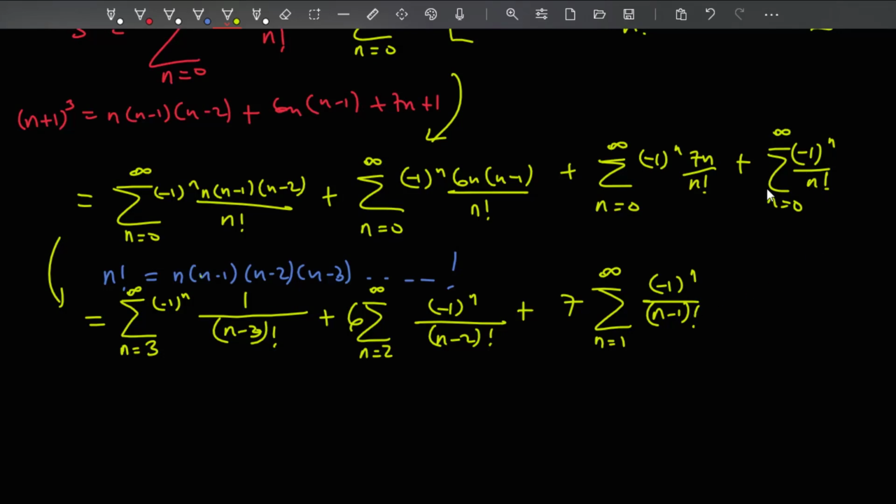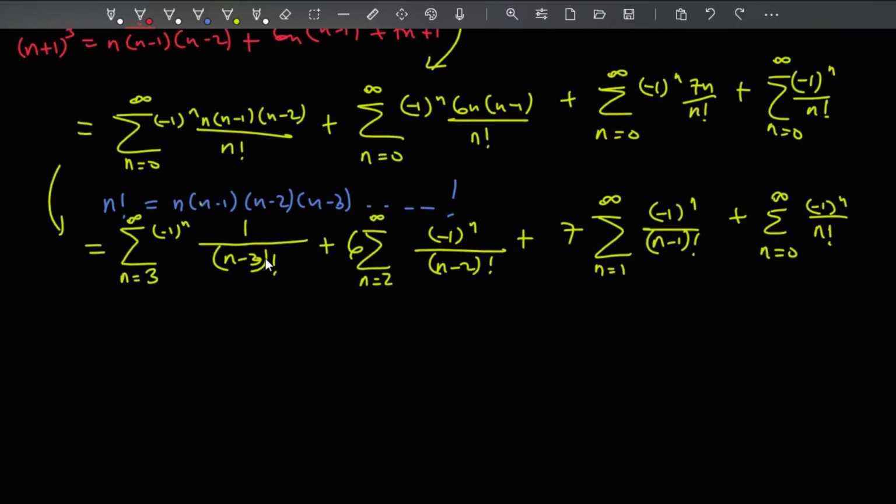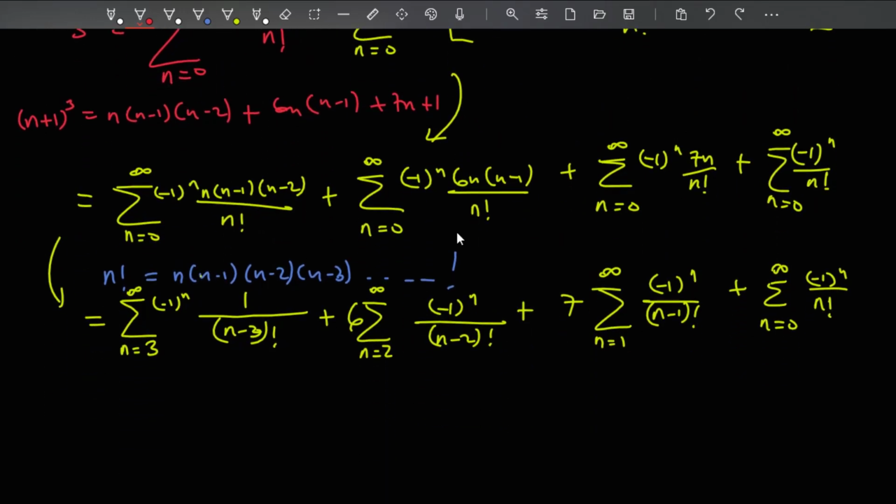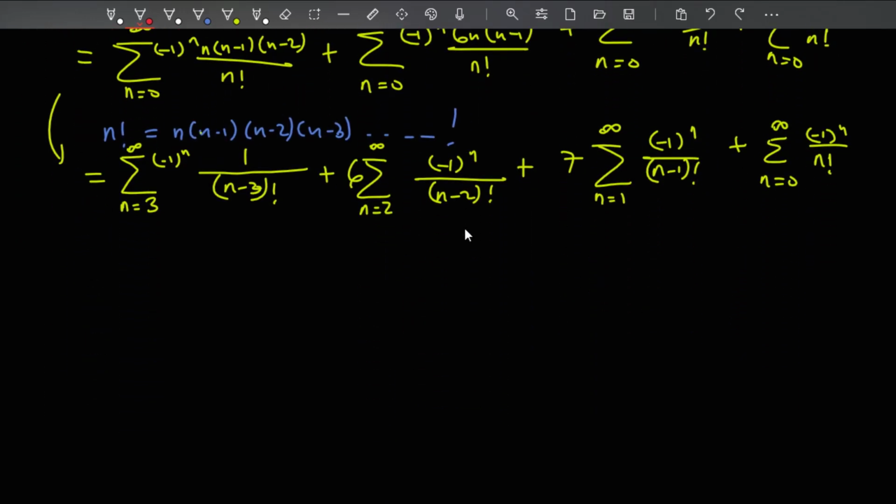And finally we have this here, the summation from n equals 0 to infinity of (−1)^n over n!. So the next thing I'm going to do, as you can see now, I have n equals 3, n equals 2, and n equals 1, and my original series is starting from n equals 0. So let's try to scale that down to start from 0.